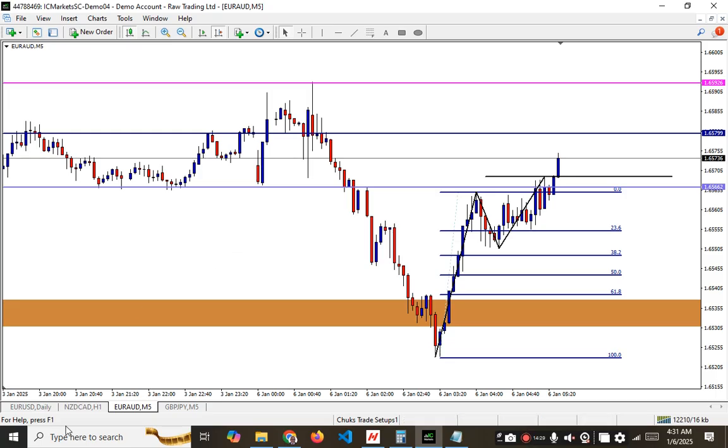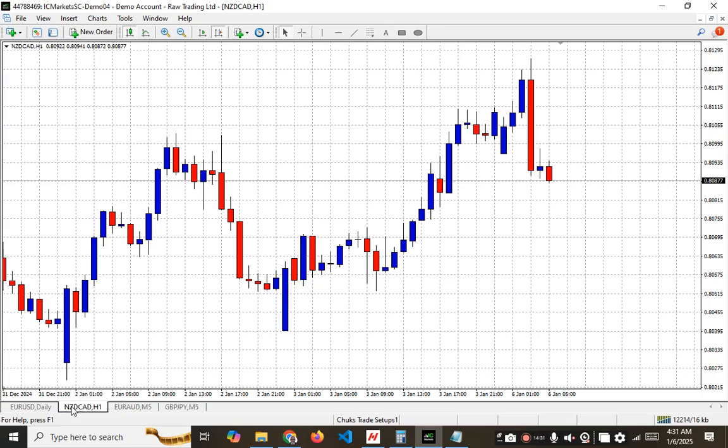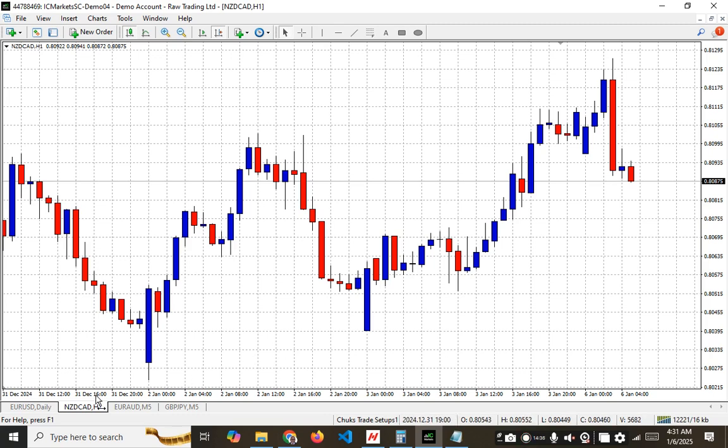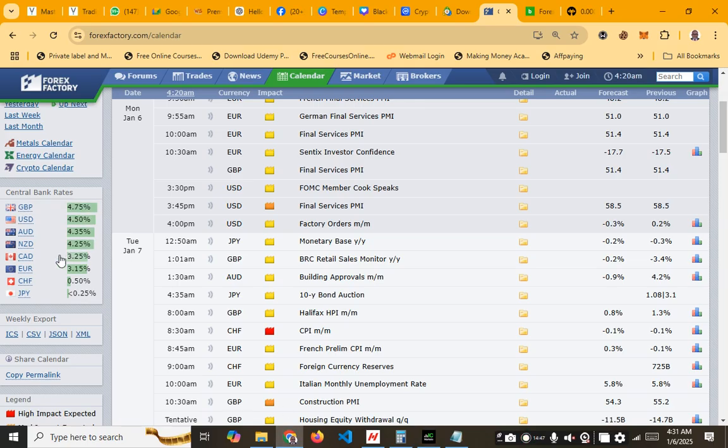Another currency we're going to look at is NZD CAD. Now if you look at this market, you may not have much interest rate differential here. So let's look at the New Zealand and Canadian dollar from the central bank. You can see that they have interest rates that are very close to each other, but the NZD is higher in terms of interest rate than the Canadian dollar.